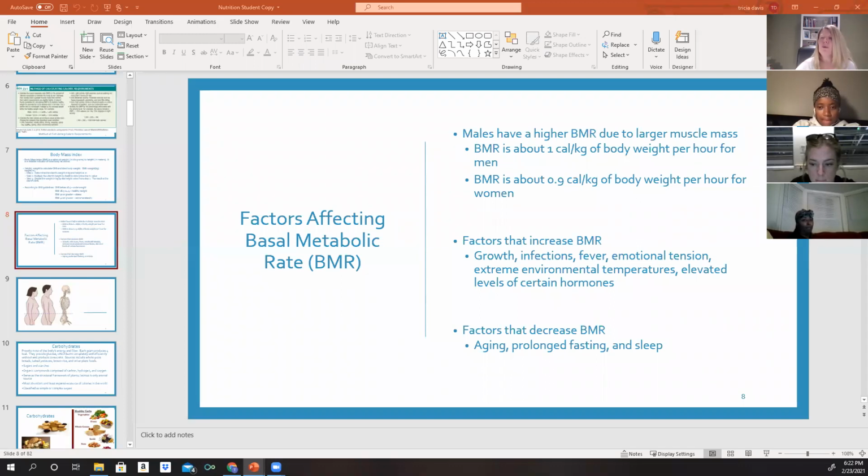If you have a patient who has a fever or some type of serious infection, you're going to think right away that these patients are going to have an increased metabolic rate and they're going to require nutritional interventions. I want you guys to think about that.